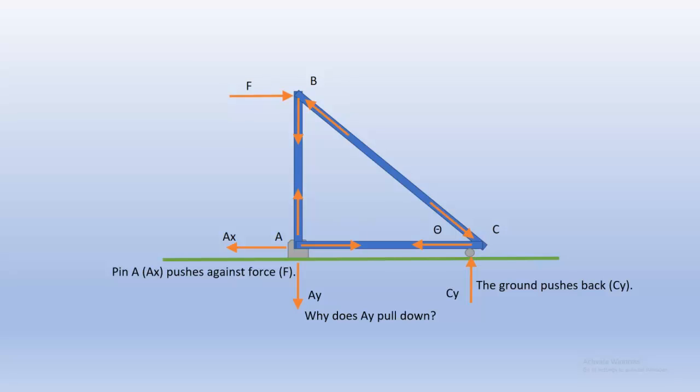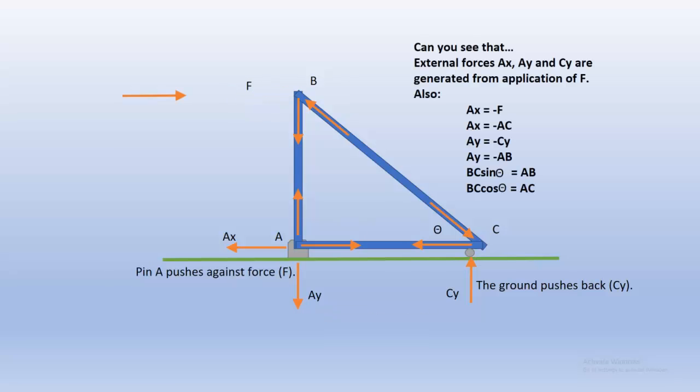So if you take a look at all of these forces, let's take a look at the external forces first. We have F being countered by AX. We have Cy pushing up, and we have AY pulling down. If you'll notice, we have our vertical and horizontal forces. F is equal and opposite to AX, AY is equal and opposite to CY. So our vertical forces are in balance and our horizontal forces are in balance.